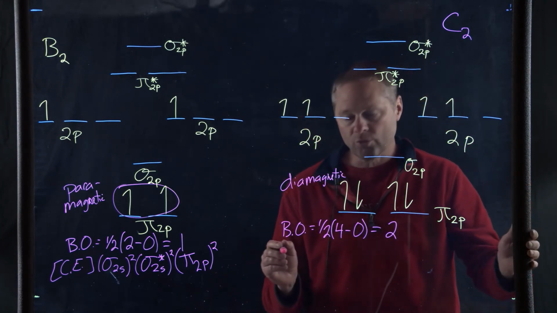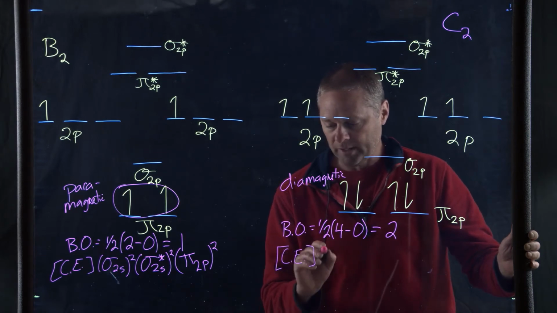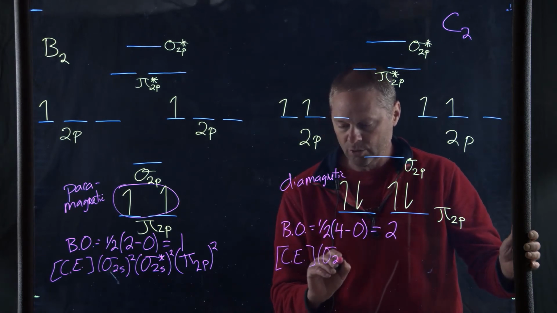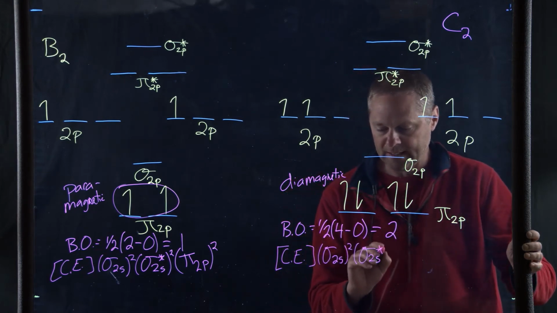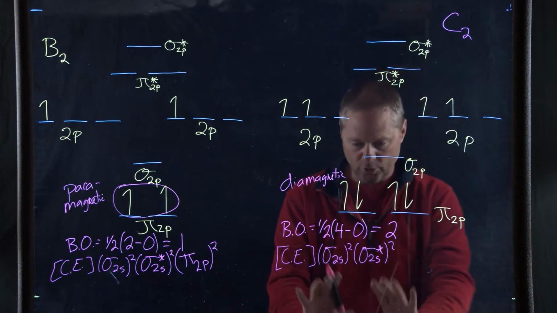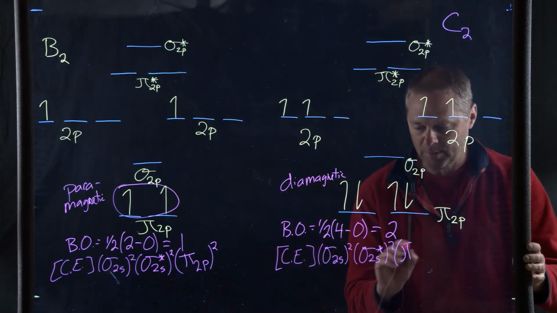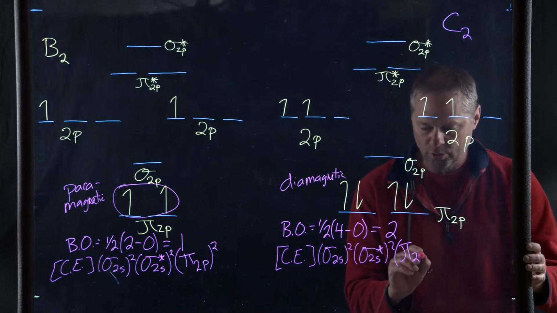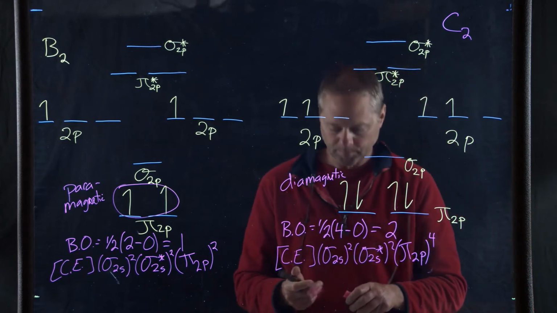If we want to come up with a shorthand notation for this, it's going to be the core level electrons, sigma 2s 2, sigma 2s antibonding 2. Remember, the 2s are going to be down below here. I just didn't draw them for space. Then it's going to be the pi 2p, and we have 4 electrons in that.